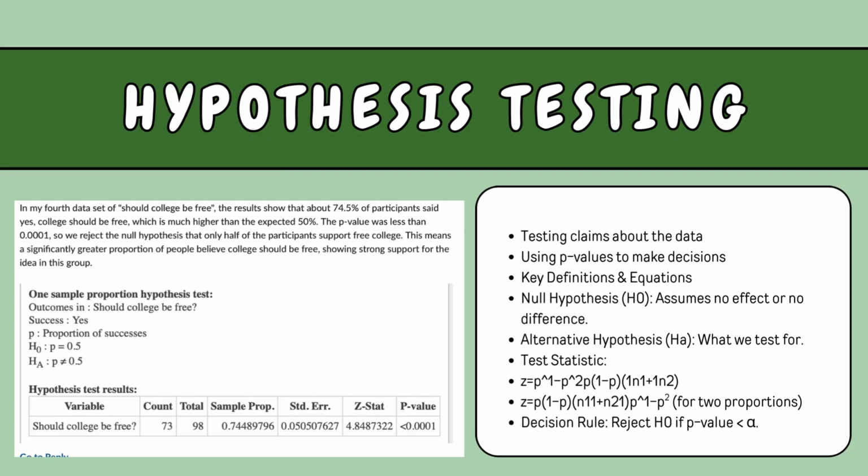And so these test results are for "Should College Be Free?" The results showed about 74.5% of participants said that yes, college should be free, which is much higher than the expected 50%. The p-value was less than 0.001, so we reject the null hypothesis that only half the participants support free college. This means that there's a significantly greater proportion of people that believe college should be free, showing strong support for the idea from this group.